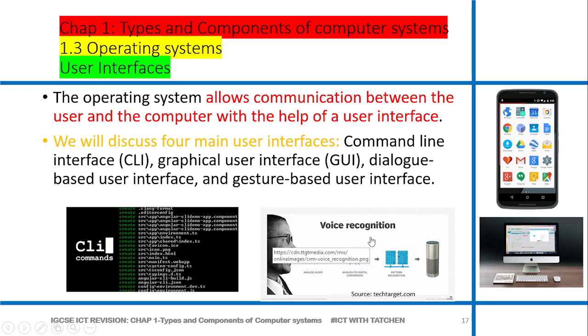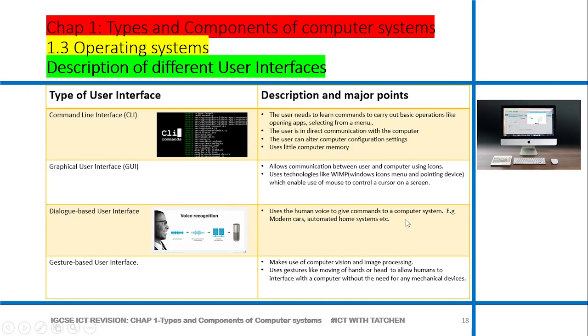This is CLI, this is gesture-based, this is GUI, and this is to represent the dialog-based. For command line, you need to learn a lot of commands, programming, and all those things to do certain things. For dialog-based, you speak, the computer listens and does certain things. For the GUI, you just click on icons like on your phone and apps are opening up. You make calls and the rest. For gesture-based, you have to do some movements for certain activities or actions to be taken.